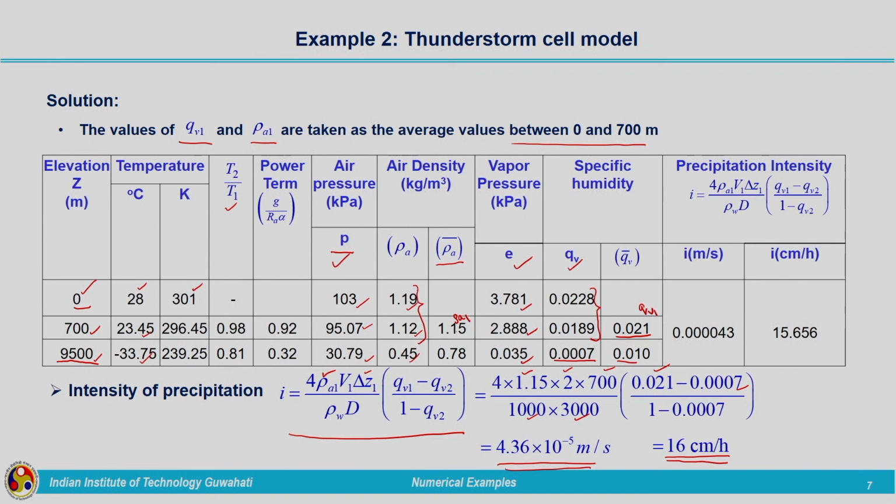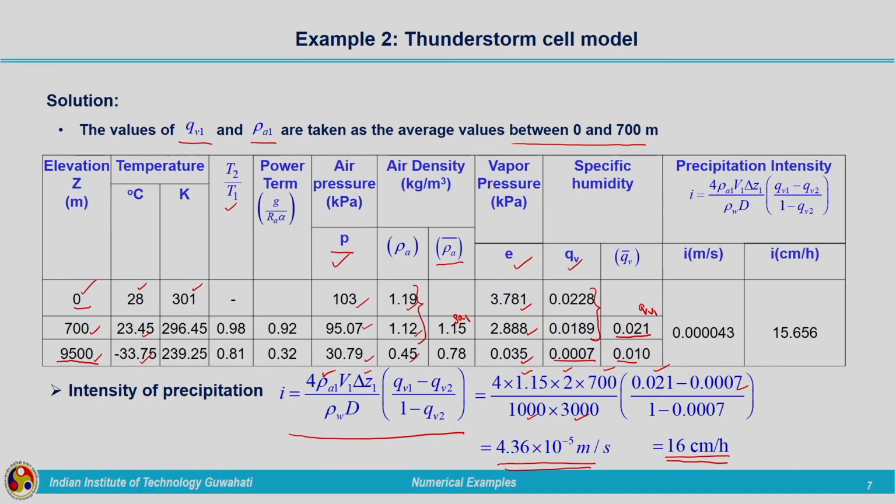So, this way, if the atmospheric parameters at the ground level are known to us, we can use them to calculate the corresponding values at upper elevations. Those equations we have derived. By using them, we calculate different atmospheric parameters such as temperature, pressure, specific humidity, vapor pressure, and air density, using the known expressions. After that, using the equation for intensity of precipitation, the thunderstorm cell equation, we can calculate the intensity of rainfall experienced on the ground surface. This is the procedure behind it.